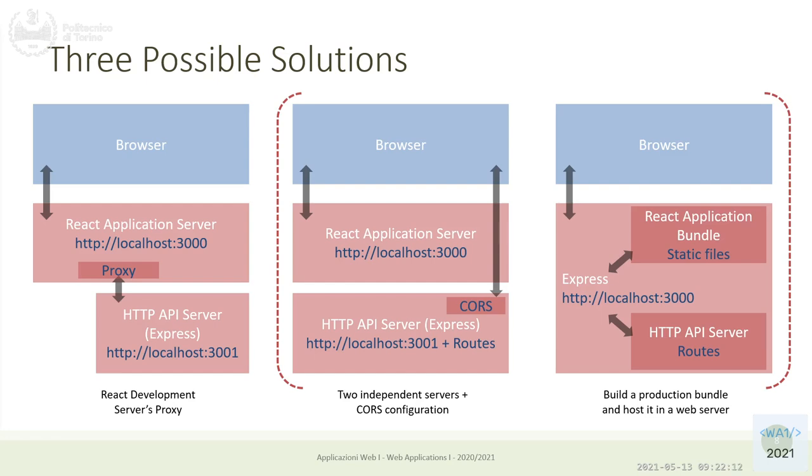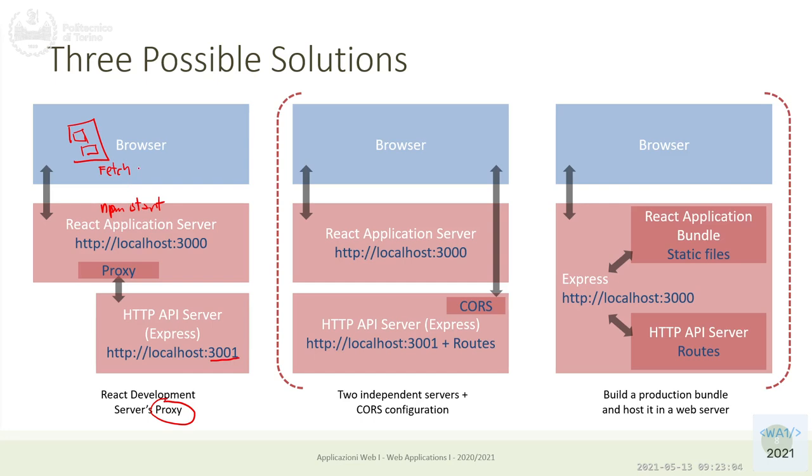The first solution, which is good in development, is to exploit a feature of the React development server, which internally contains a proxy functionality. So our React development server, the one that we started with npm start, delivered our application over localhost 3000 in our browser. So we have all the components, all the forms, whatever. Some of these will make a fetch, and we know that we are running an API server, an Express server, on port 3001.